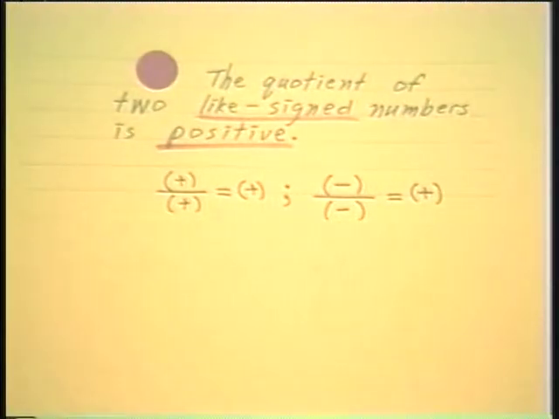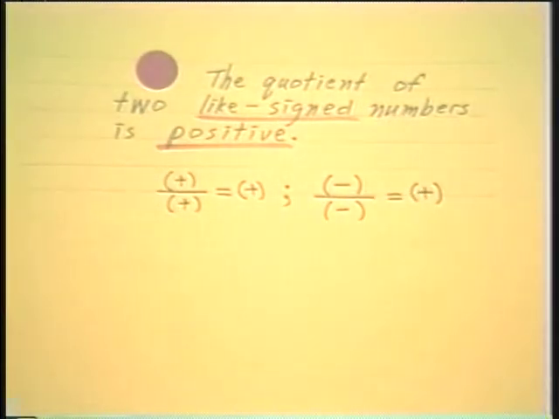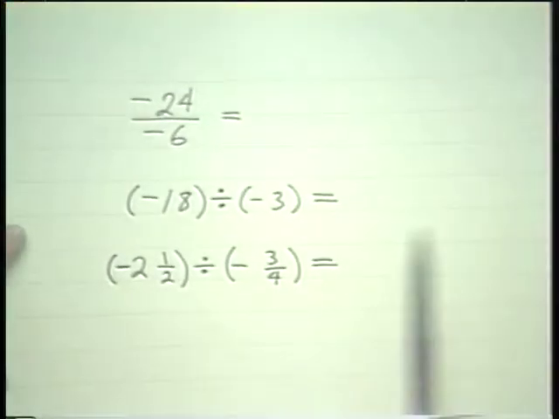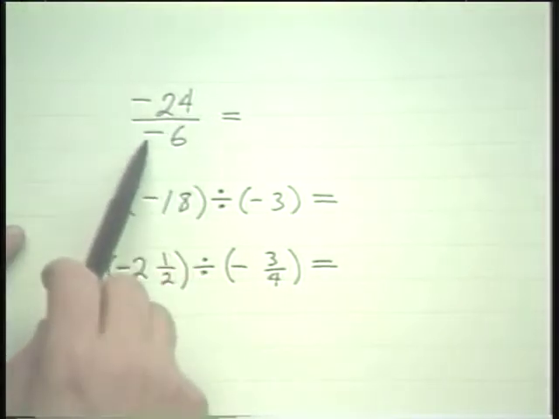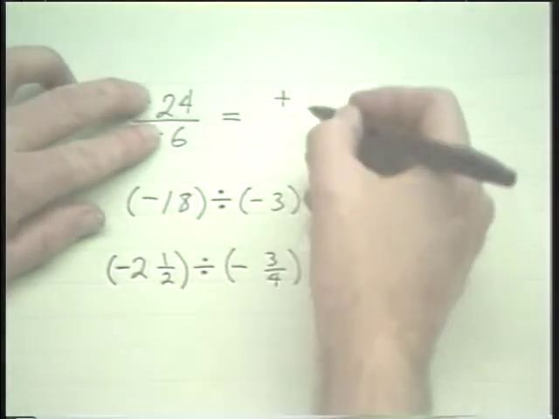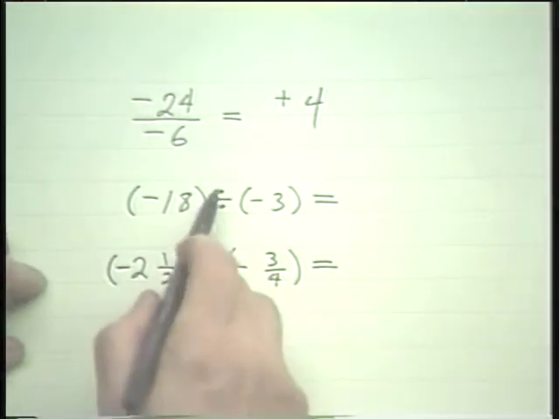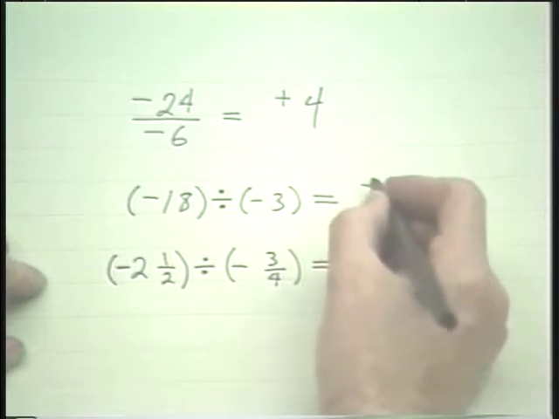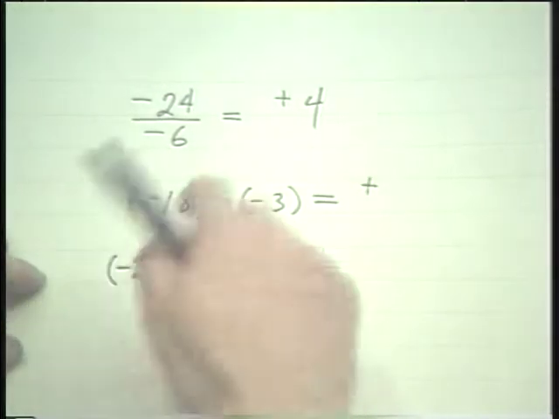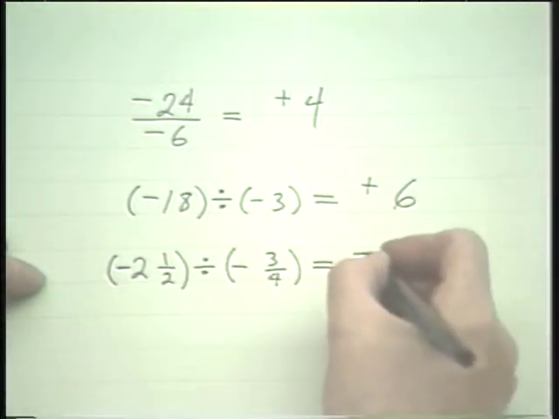Stating that once again then, the quotient of two like sign numbers is positive. Divide two positives, it's positive. Divide two negatives, it's positive. So, some examples. If I'm dividing two like signs, the answer is positive. Then dividing the absolute values gives me the absolute value of the answer. Again, dividing like signs, the answer is positive. Then 3 into 18 is 6. Again, you're dividing like signs, positive.